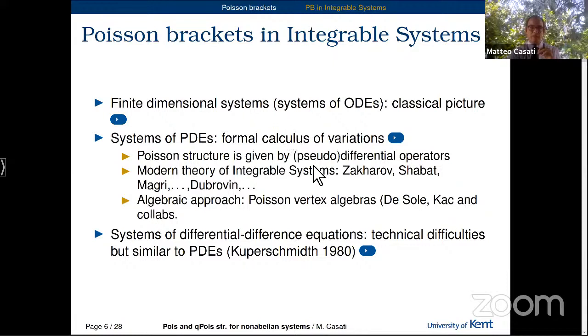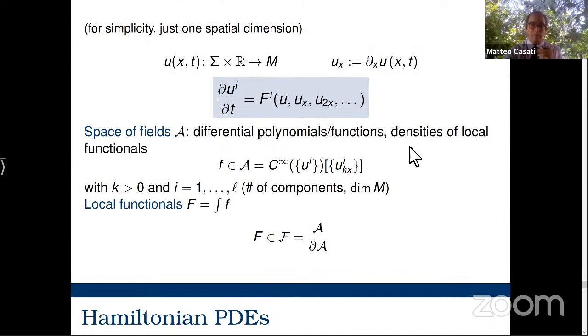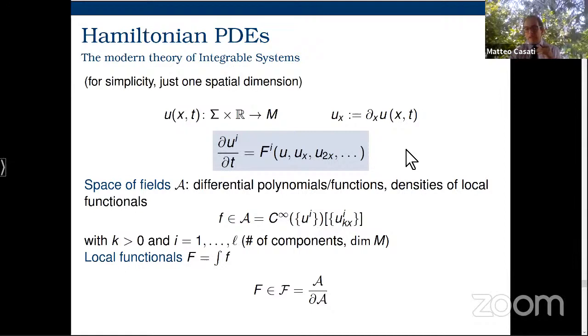These are very simple examples of how we use the Poisson bracket in integrable systems. I think that to enter the mindset, the most useful and still standard one is the use of the Hamiltonian formalism for PDEs. This is very well known, and has been in the integrable systems community since at least the late 60s, early 70s.